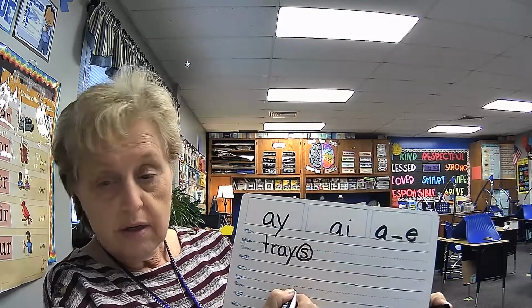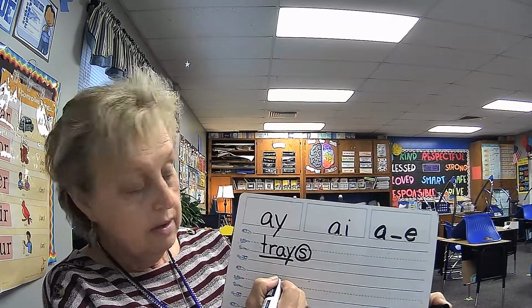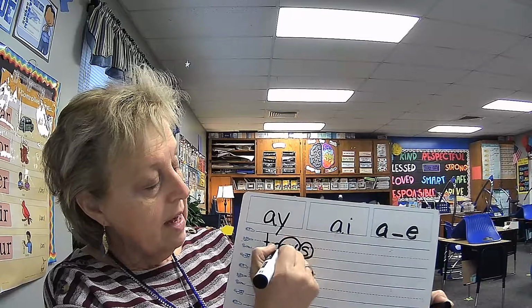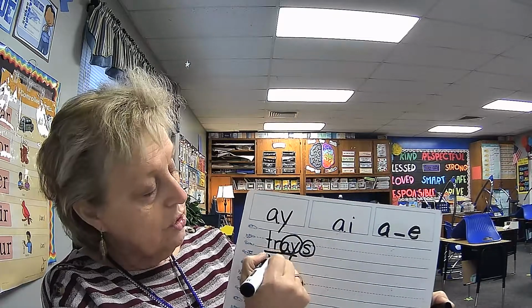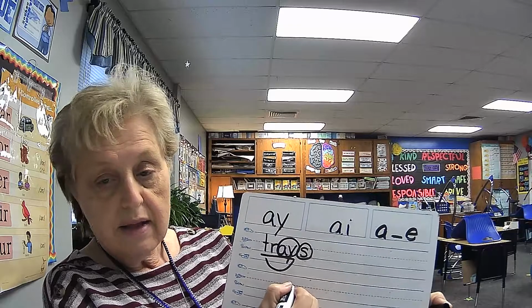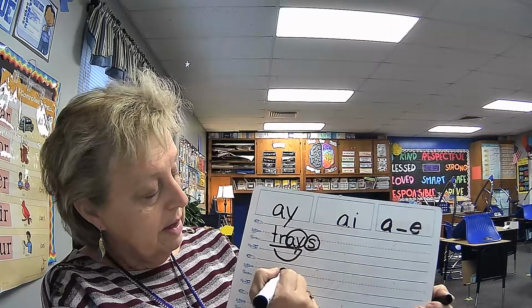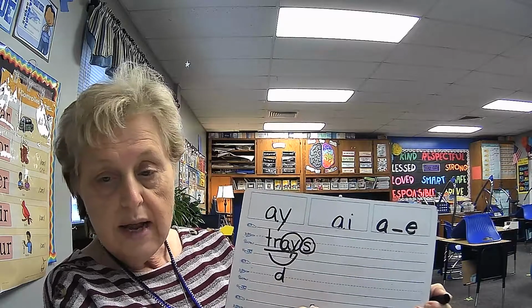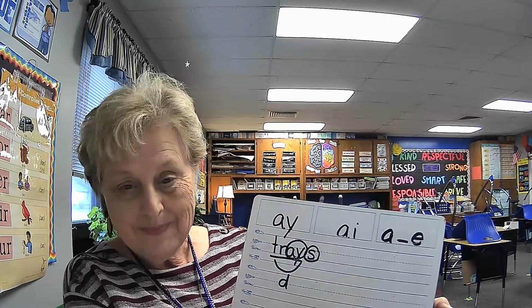Circle it and underline the word tray because that's the base word. Circle that AY because it's the double vowel. Scoop the word tray, and it is a double vowel word. Trays. All right, good job, boys and girls.